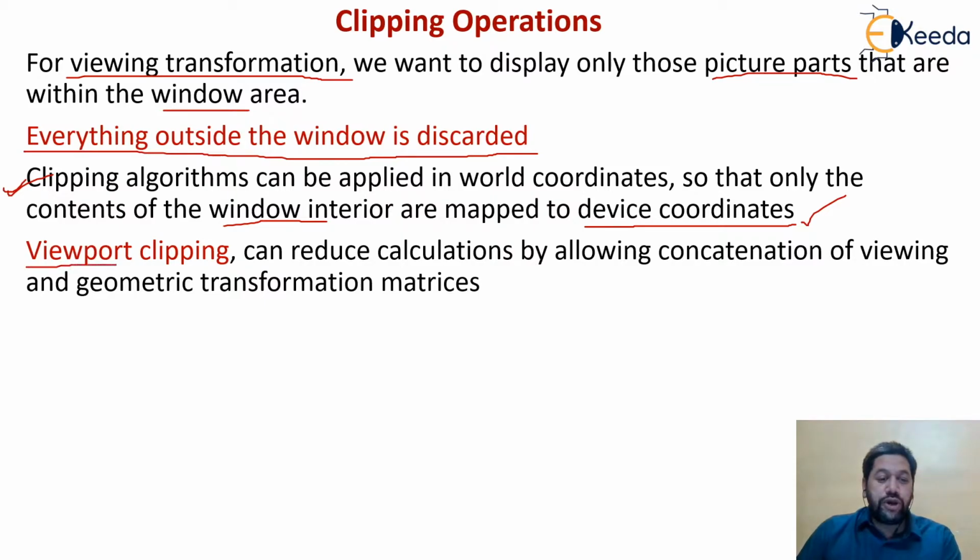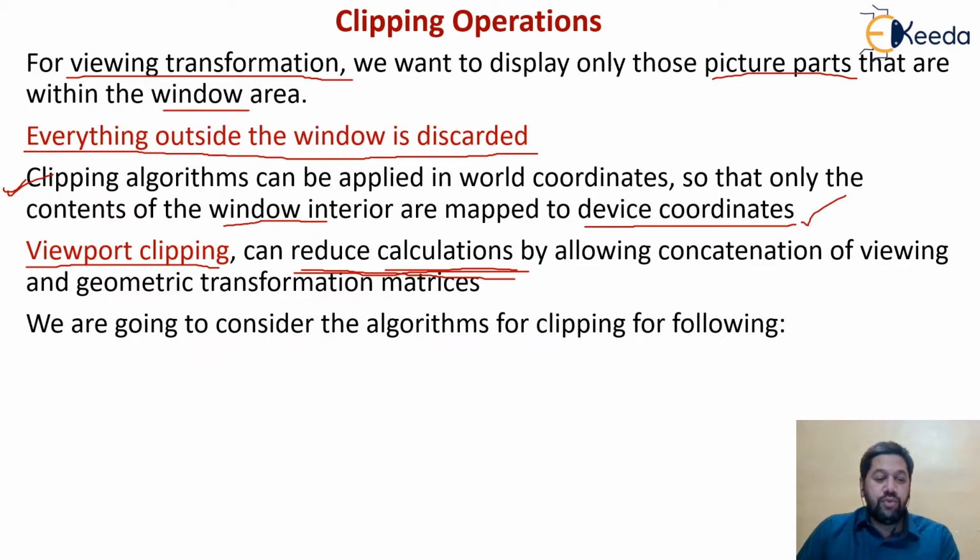Now, viewport clipping. Here I am considering the device coordinate system or screen coordinate system. Viewport clipping can reduce calculations by allowing concatenation of viewing and geometric transformation matrices. This is one of the advantages of clipping: if clipping is used in the viewport, it reduces the calculation. All these are different applications where we can use clipping, so understanding the clipping algorithm is important for us.